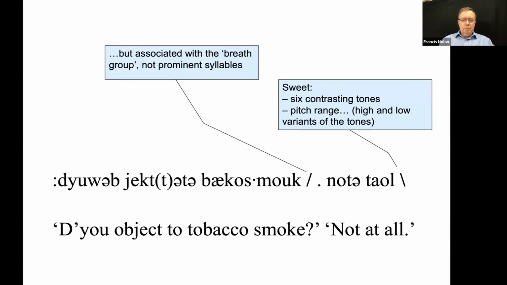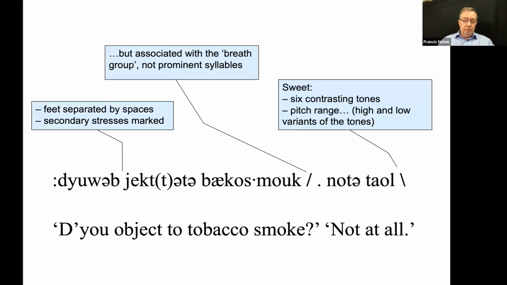But he associates these pitch patterns with the breath group or the intonational phrase, and doesn't really associate them with the accented, the prominent syllables in the way that we would today. He also divides the utterance up in his phonetic transcription into feet separated by spaces, and he marks secondary stresses. So he's moving towards a kind of tonetic stress marking, like the fall rise that you saw in the first example I gave you, but it's still quite a long way from the kind of analysis that was common in the latter part of the 20th century, second half of the 20th century.